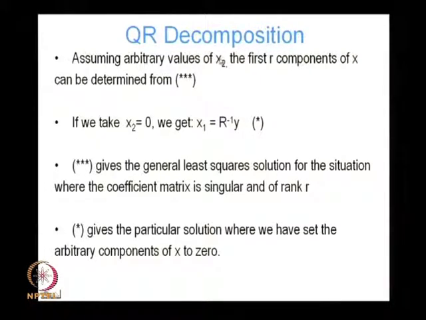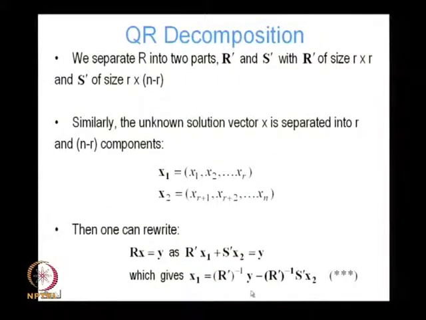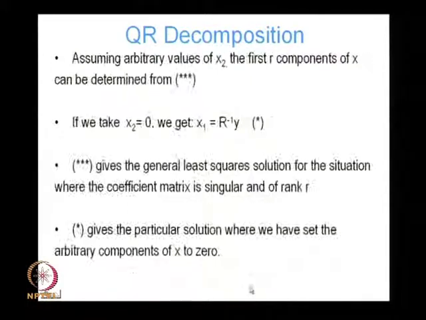So, assuming arbitrary values of x2, the first r components of x, the x1 components, can be determined from this expression. Similarly, since x2 is arbitrary, we can take any value. If we put x2 equal to 0, we get x1 is equal to R prime inverse y.